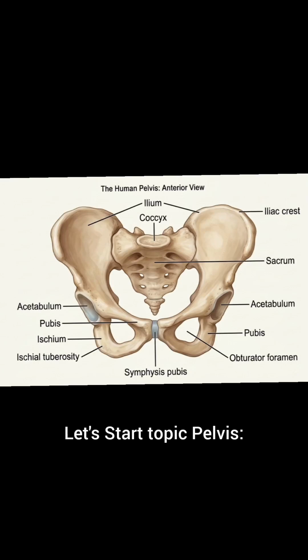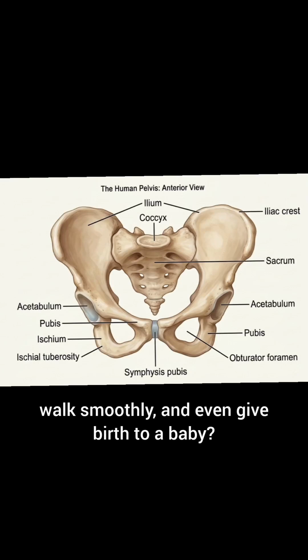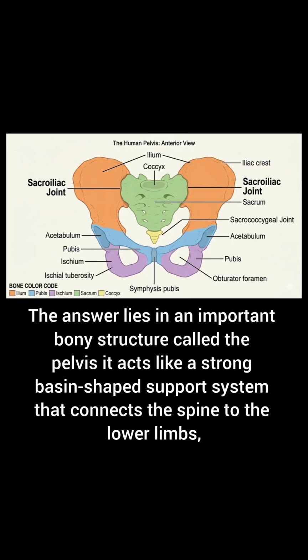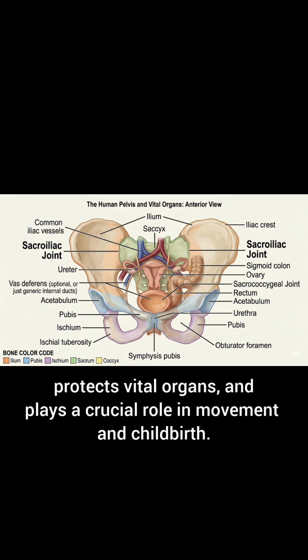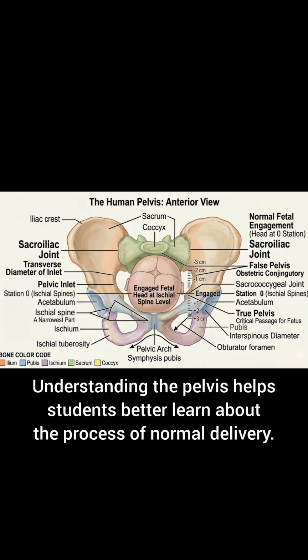Let's start the topic: pelvis. Have you ever wondered how our body is able to stand upright, walk smoothly, and even give birth to a baby? The answer lies in an important bony structure called the pelvis. It acts like a strong basin-shaped support system that connects the spine to the lower limbs, protects vital organs, and plays a crucial role in movement and childbirth. Understanding the pelvis helps students better learn about the process of normal delivery.